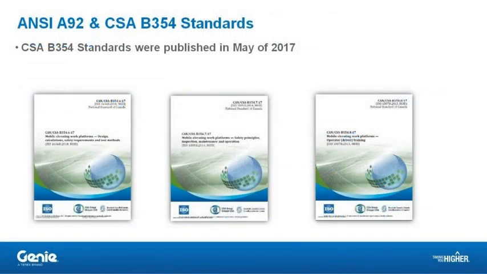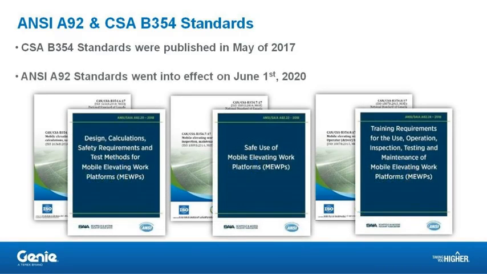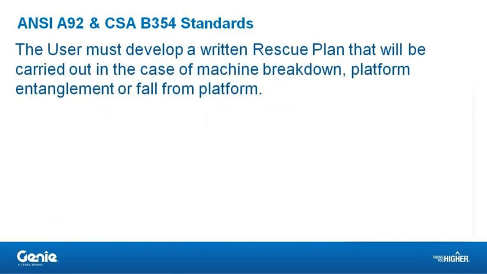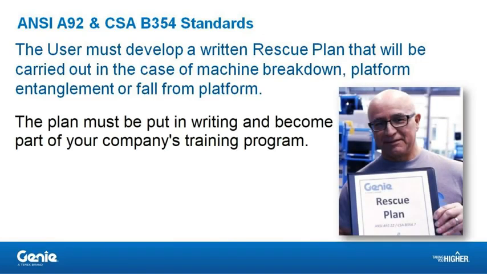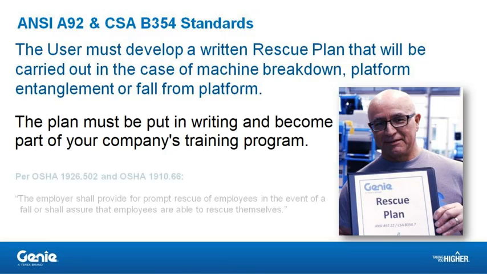As many of you are aware, the new CSA B354 suite of standards for mobile elevating work platforms were published in May of 2017, and the ANSI A92 suite of standards for MEWPs went into effect on June 1st of 2020. One of the more critical aspects of the new safe use standards is the requirement for each user to have a written rescue plan in place. The plan must be put in writing and become part of your company's training program.